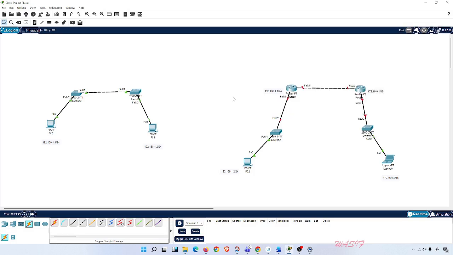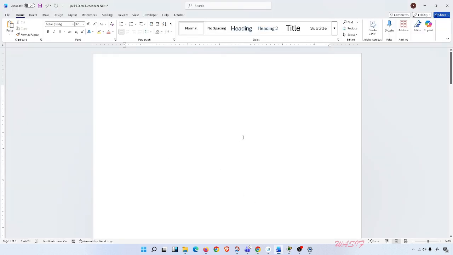Okay, let's say you have been given two IP addresses and you need to find whether they are in the same network or different network. Now, for example, let's look at this one. So you have this IP address and you have this IP address, and you need to find whether they are in the same network or in different networks. Now, first of all, write down those two IP addresses.